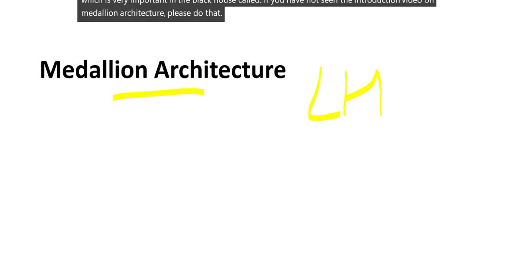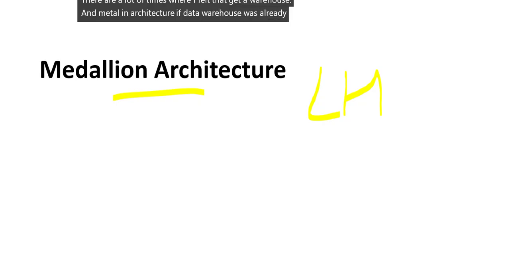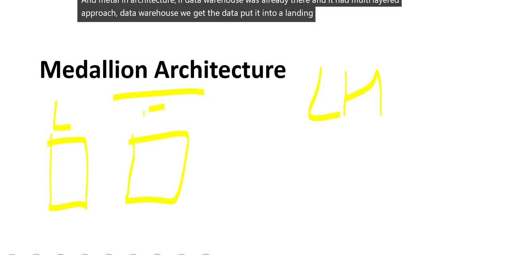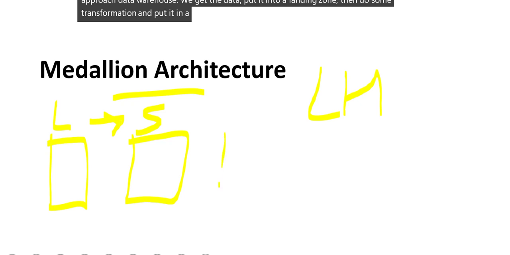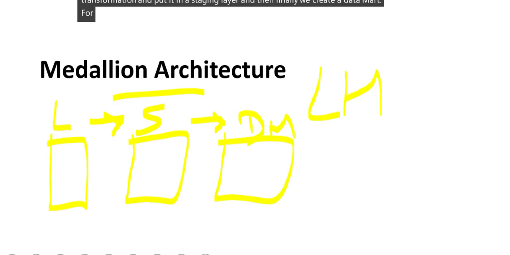See, there are a lot of times where I felt that data warehouse and medallion architecture are the same. If a data warehouse was already there and it had a multi-layered approach, we get the data, put it into a landing zone, then do some transformation and put it in a staging layer, and then finally we create a data mart or a data warehouse. So three layers are already there.